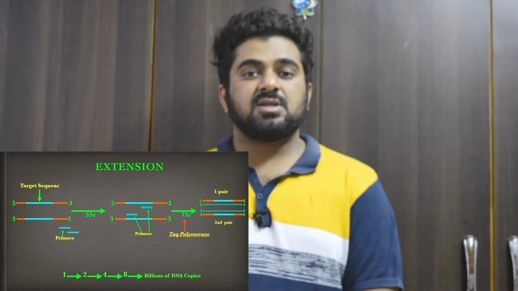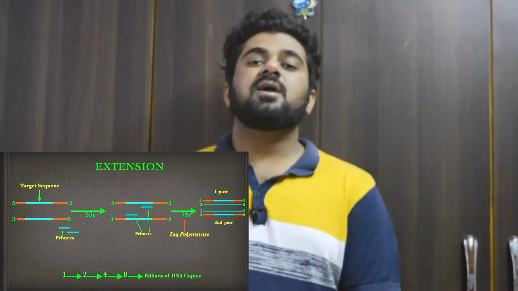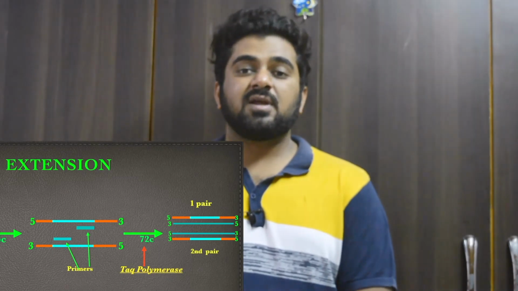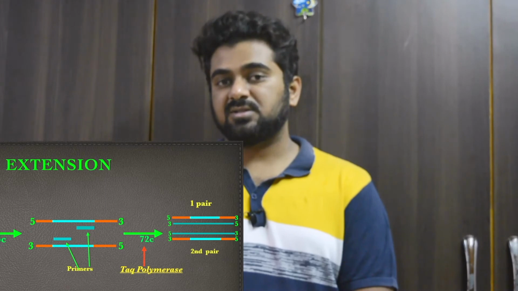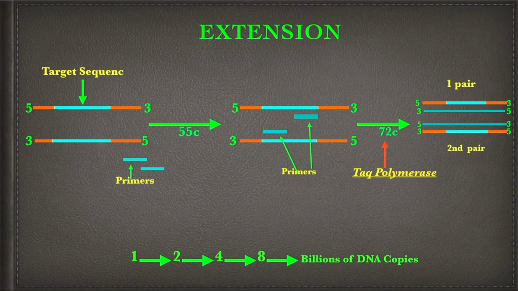Now the next step is extension. In the extension, the sample is again heated to 72 degrees Celsius, and the enzyme Taq polymerase is highly active at 72 degrees Celsius. So the Taq polymerase will attach to the primers, grab some free nucleotides and assemble the new DNA strand, right? So at the end of this extension process, our two separate single DNA strands will get converted into two double-stranded DNA, right?